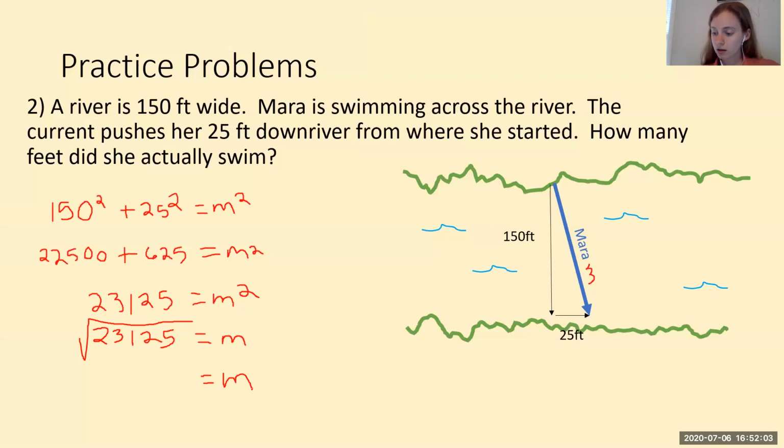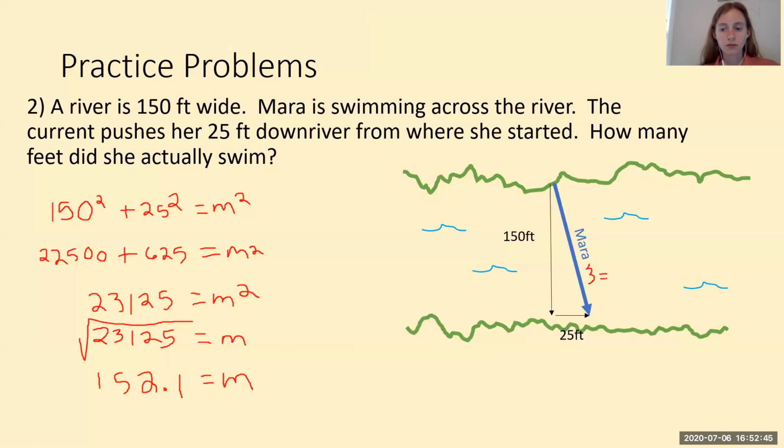Just made an error on my calculator. Let's get this in here. Square root of 23,125 is equal to 152.069. I'll just round that again to the nearest tenth to be consistent with what we've been doing so far. So 152.06, that'll round to 152.1 feet. So 152.1 feet. And hopefully that makes some sense to you.